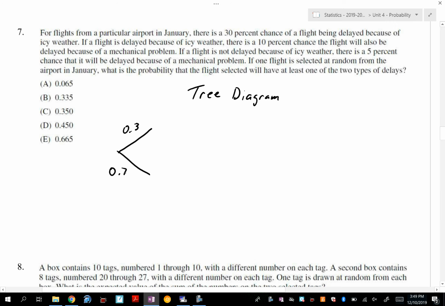Then it says, if your flight is delayed because of the ice, there's a 10% chance it's also delayed by a mechanical issue. Oh, the dreaded mechanical issues. So that means there's 0.9 that it's not. If your flight is not delayed because of icy weather, there still is a 5% chance that it's delayed because of a mechanical issue. So there's a 0.95 chance that it's not going to be delayed.